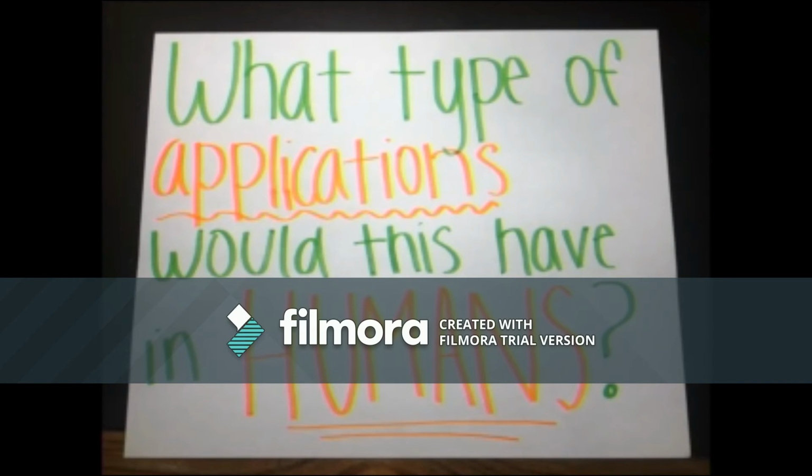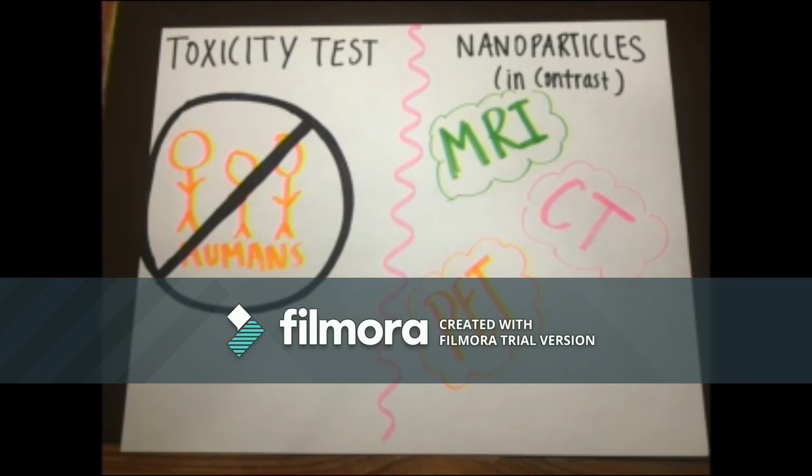What type of applications would this have in humans? The toxicity test has no human applications because it would be unethical to perform this test on human subjects. However, nanoparticles are used as a contrast in various medical imaging, primarily in MRI, CT, and PET scans. The use of nanoparticle contrast is an alternative for gadolinium contrast.